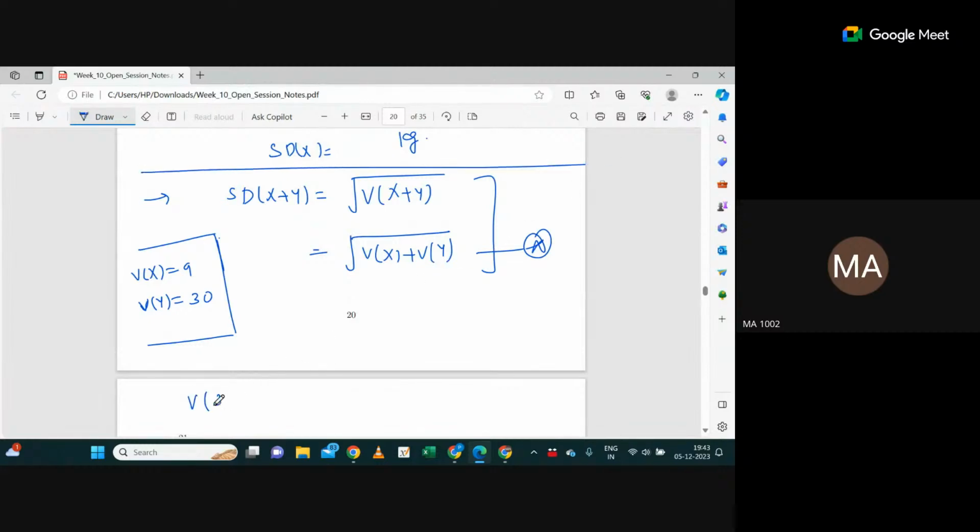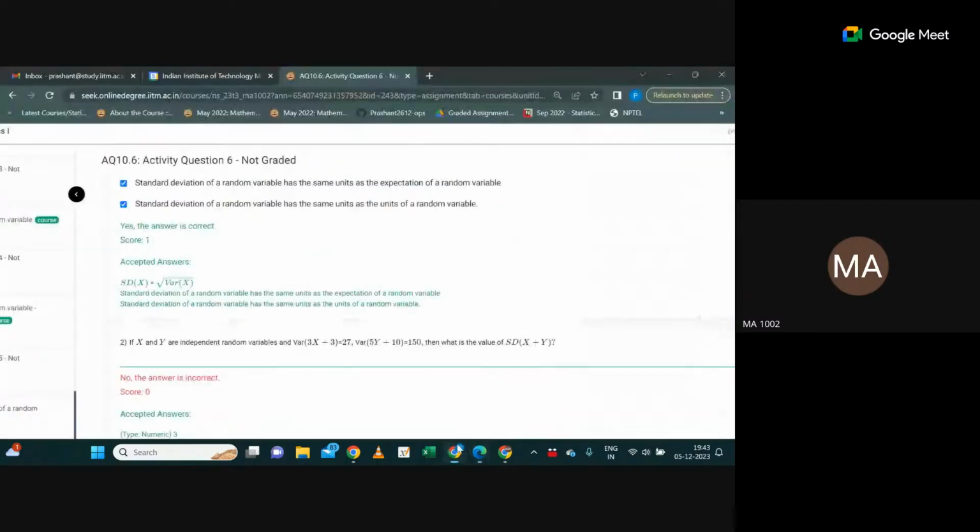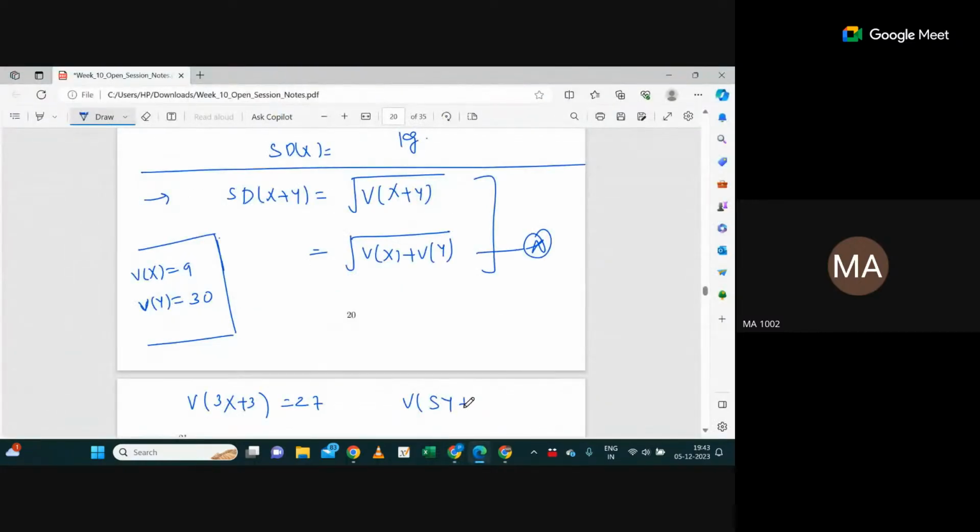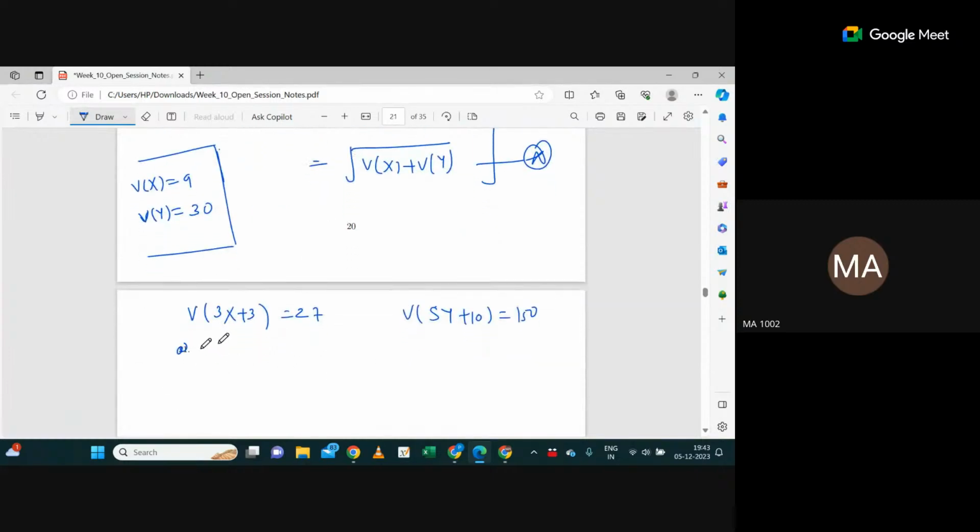So what we have given is variance of 3x plus 3, which is 27, right? And variance of 5y plus 10 is 150. If you see, this is the same as variance of ax plus b. There will not be any effect of adding a constant, so it will be the same as variance of 3x, which is 27, and variance of 5y is 150. And we know variance of ax is a squared times variance of x.